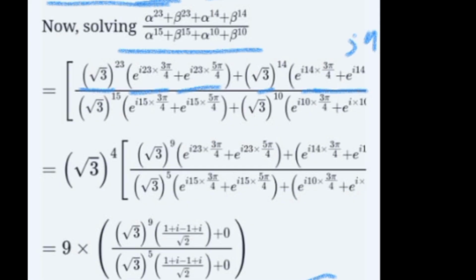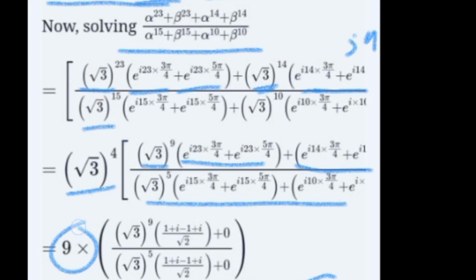Now here root 3 power 14 is common. In the denominator, root 3 power 10 is common. So root 3 power 10 cancels and root 3 power 4 remains. Now the remaining is root 3 power 9, and the denominator is the same. So root 3 power 4 means 9.